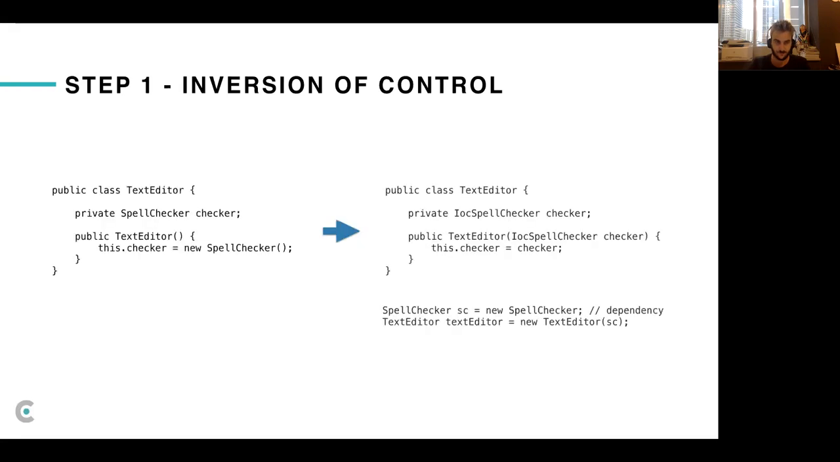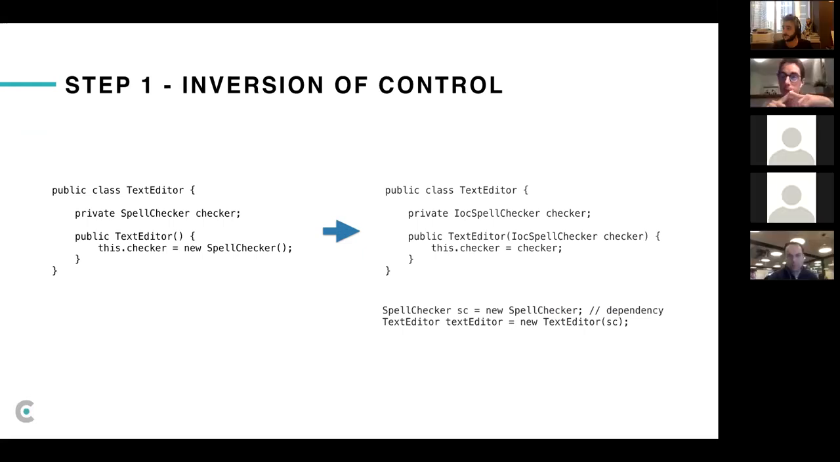As I say, here is a super quick demonstration of what it would mean. On the left side, you have a text editor class, which needs a spell checker. In this class, as you can see, we're hard coding the dependency to the spell checker inside the constructor of the class. So we're really coupling the spell checker and the text editor.